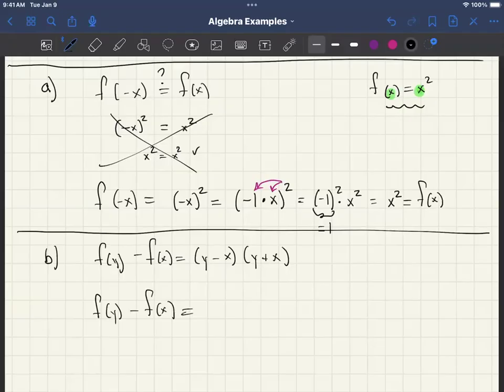So we're going to start off everywhere we saw an x, we'll put a y. So we end up with y squared. We don't need parentheses this time because it's a single number or letter. When it's just one thing and there's no negative signs or anything tagging along, you're fine just punching it in. So we get y squared minus x squared.